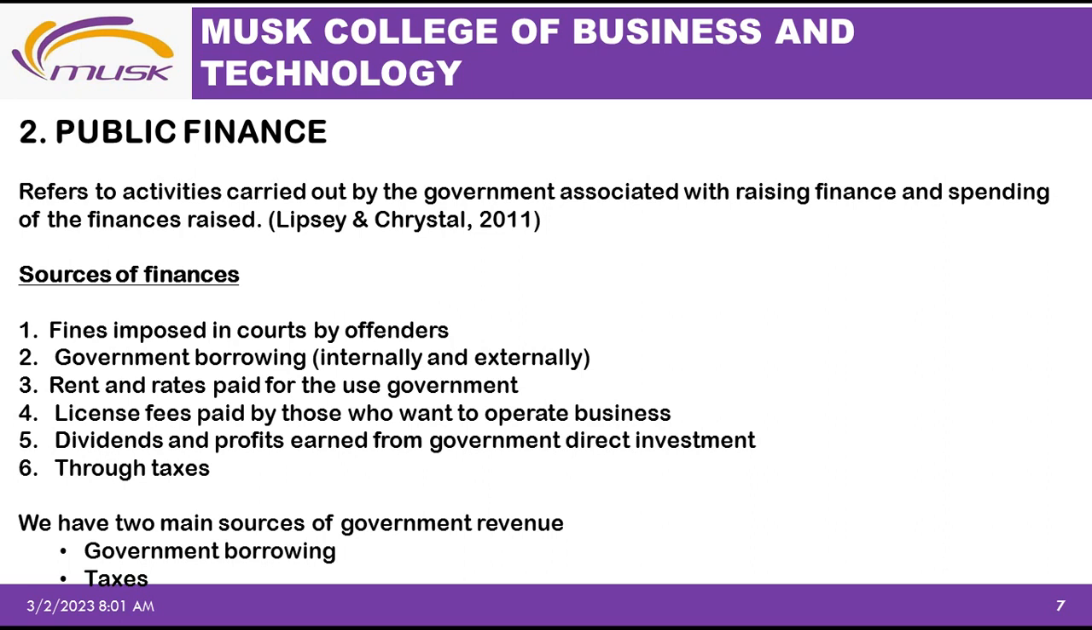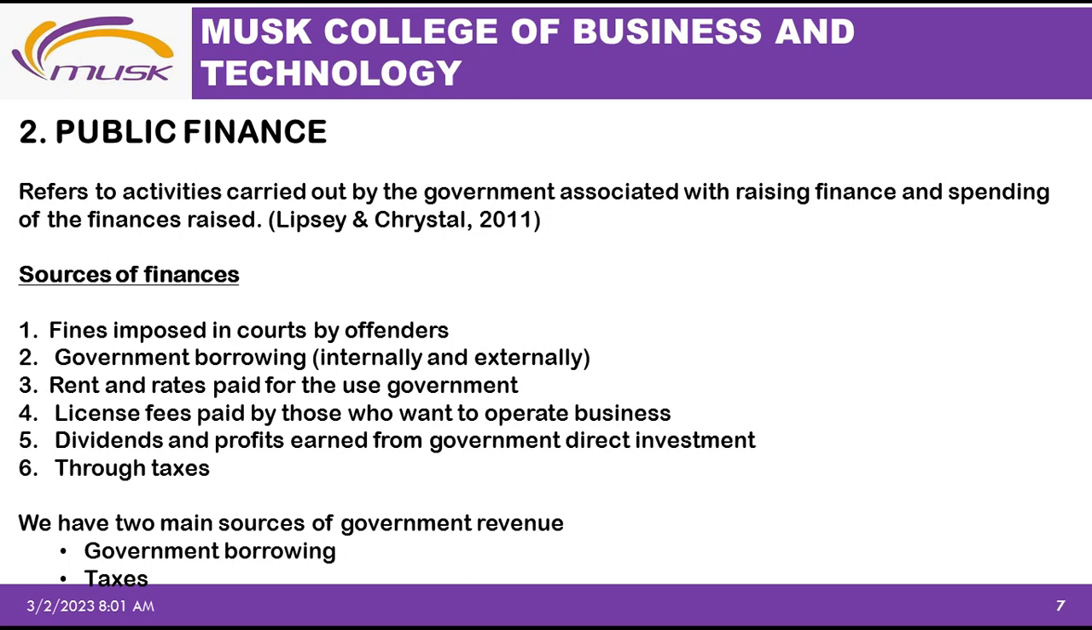Then other sources of finances include rent and rates paid for the use of government property. The other one is license fees paid by those who want to operate businesses. Anytime that you intend to start and operate a business, you have to pay license fees. That is a source where the government is able to raise quite a huge amount of money. And then, of course, you are expected to renew these licenses annually.